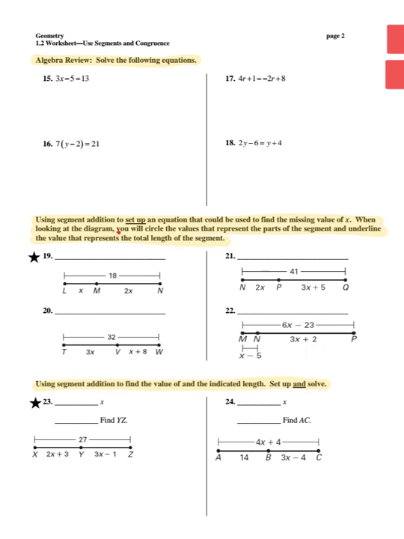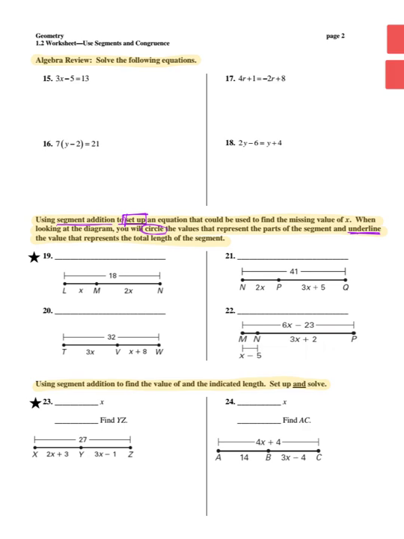When looking at the diagram, you will circle the values that represent the parts of the segment and underline the value that represents the total length of the segment. So again, we are using segment addition. We have a couple things to do here. We need to circle the values that represent the parts and underline the values that represent the total length of the segment. Our goal is simply to set up an equation. We do not need to solve this.